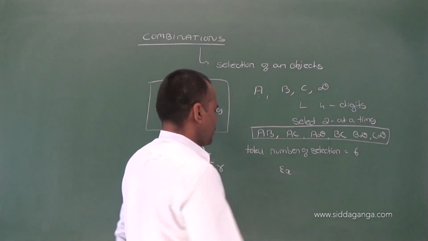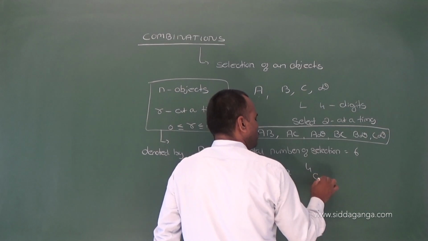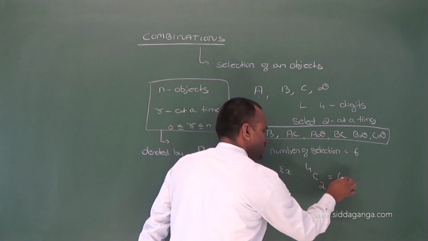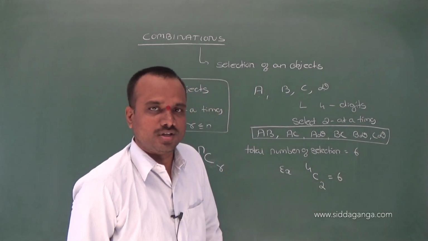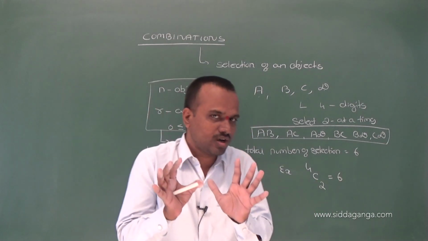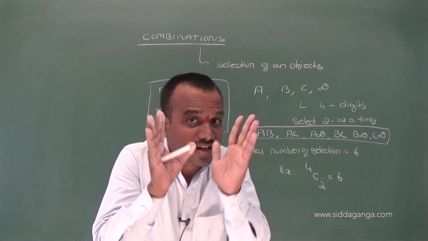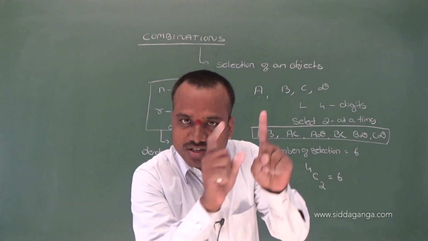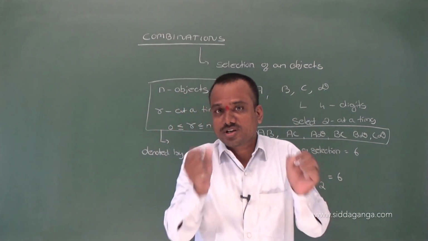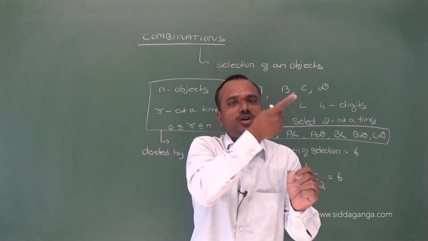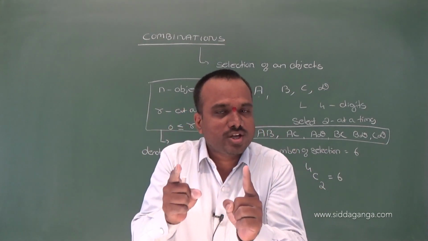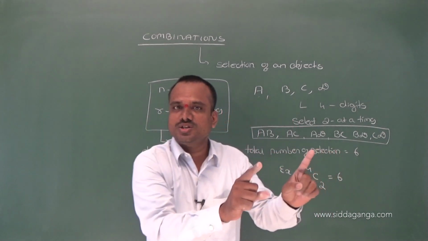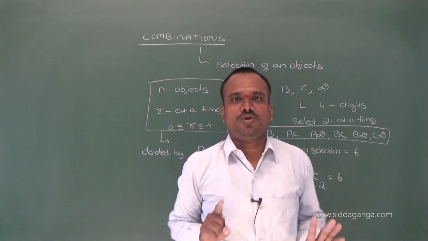So for example, here 4 objects are there, we have to select 2 at a time. So we can denote it by 4C2. Correct? 4C2. The answer is 6. So overall, combination means selection of objects. Permutation means arrangement of objects. What is the difference between permutation and combination? In the permutation, positions are very important. In the combination, positions are not important.